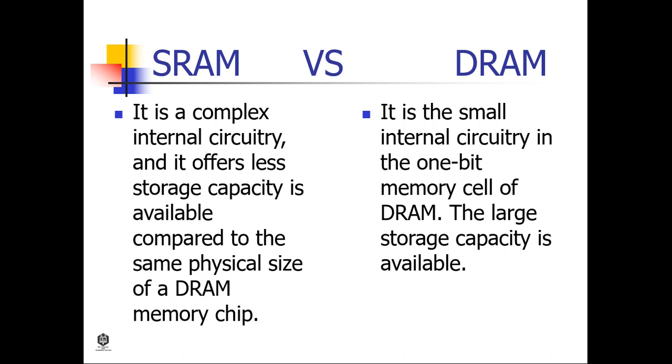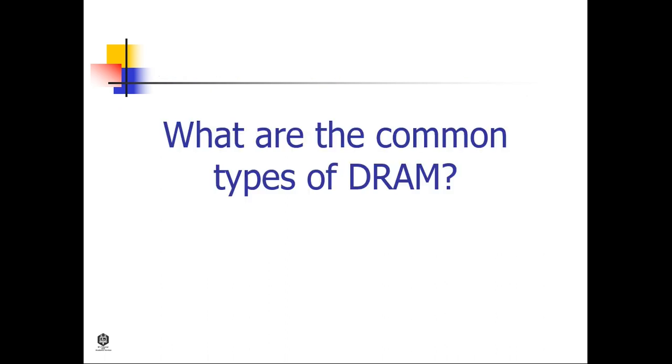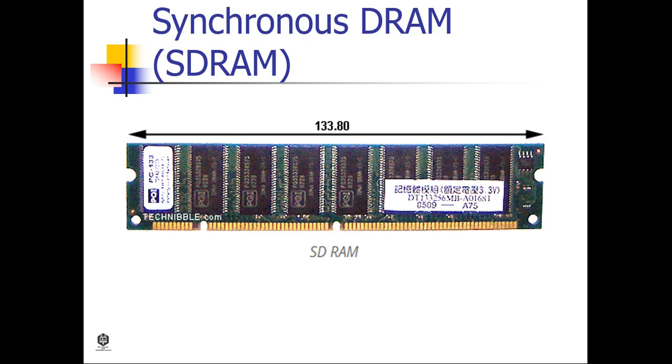While DRAM has small internal circuitry in the 1-bit memory cell, a large storage capacity is available. SRAM has a low packaging density, while DRAM has a high packaging density. But what are the common types of DRAM?